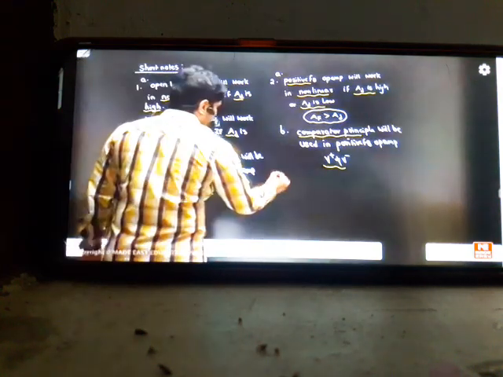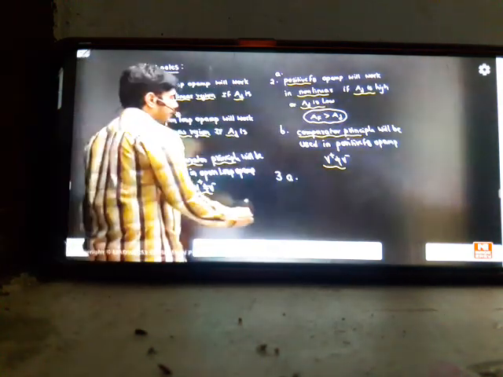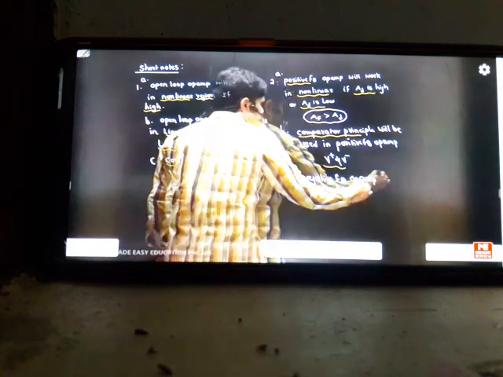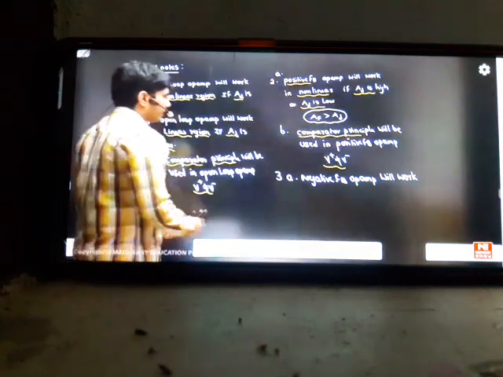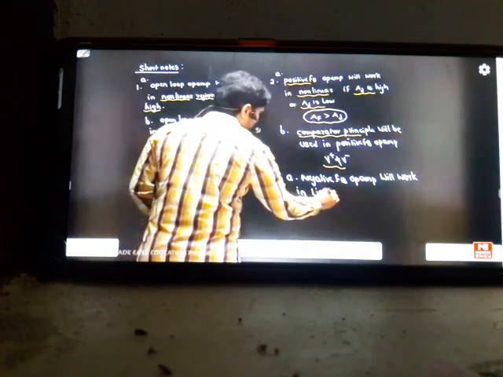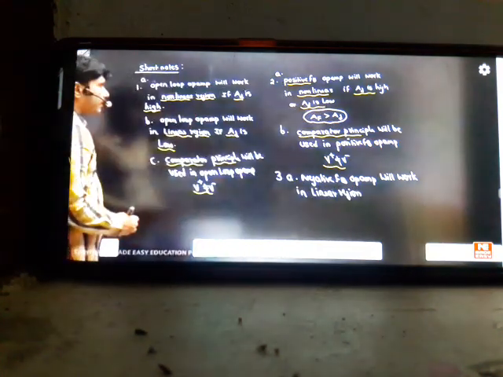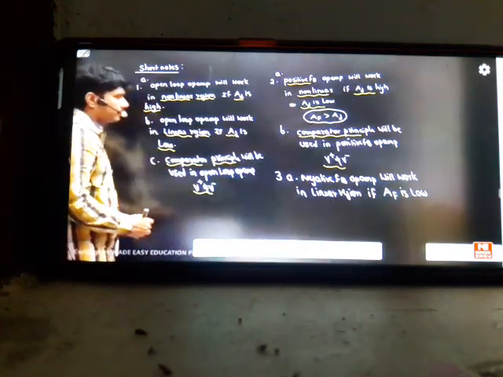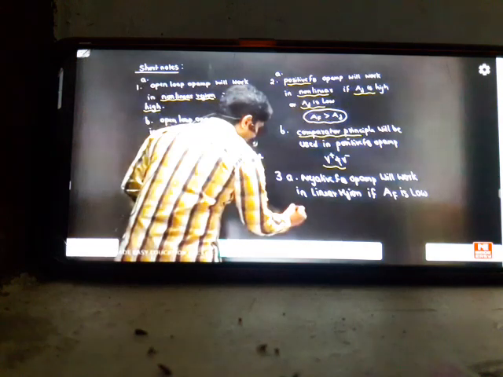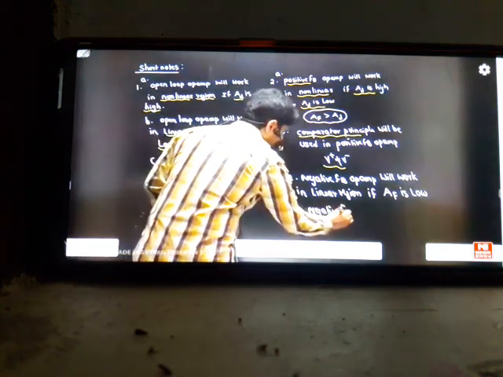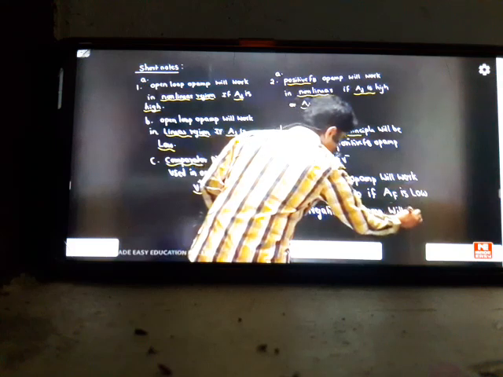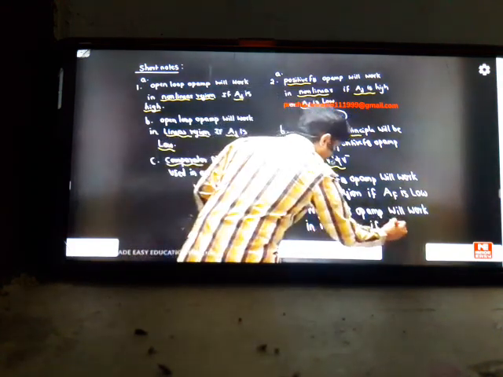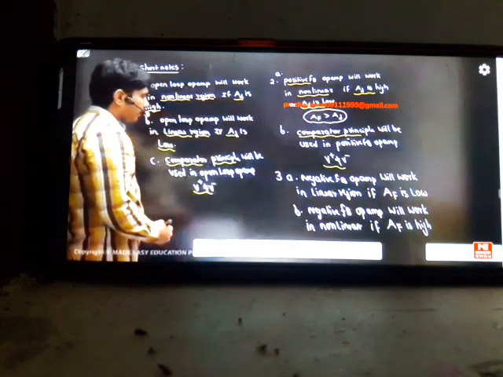Point number 3, A point. Negative feedback op-amp will work in linear region if AF is low. You can see here, closed loop gain should be low, then you will be under linear region. Here also we have two constraints. Negative feedback op-amps can work in non-linear also, but if AF is high, here closed loop gain should be low and high concept.